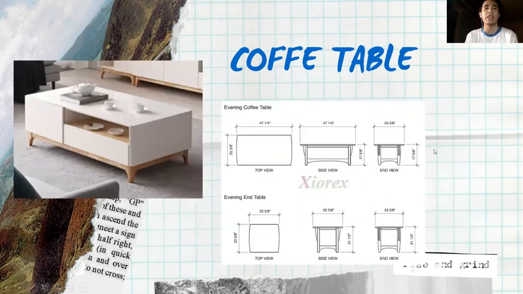This is a coffee table. I forgot the other thing. Sorry. So it's the custom. Other sizes, it can be round, it depends on your taste. Top view, side view, the complete specification of the coffee table.